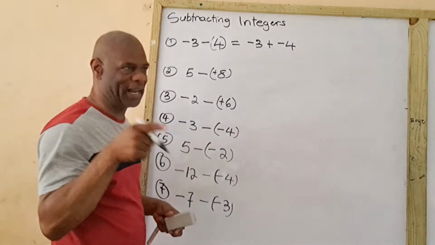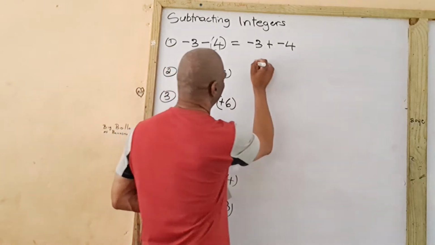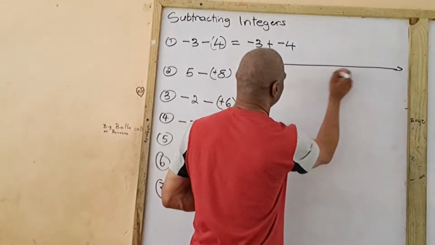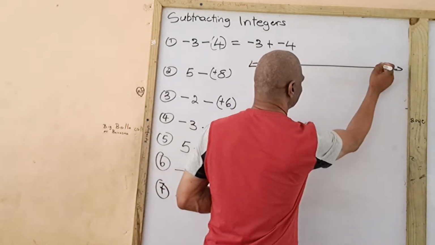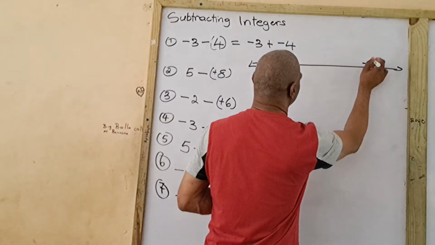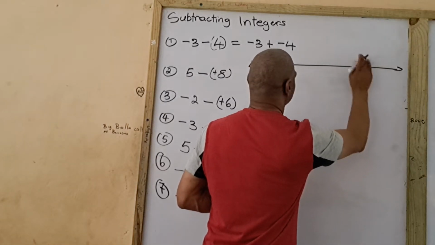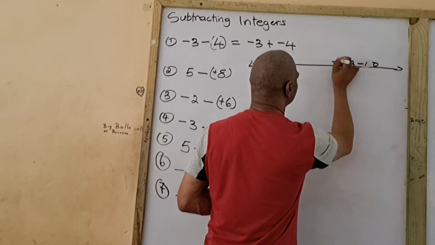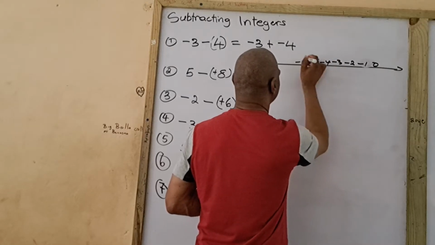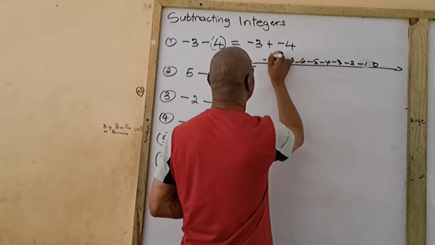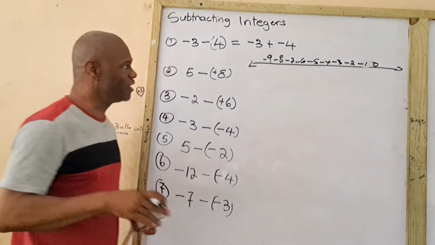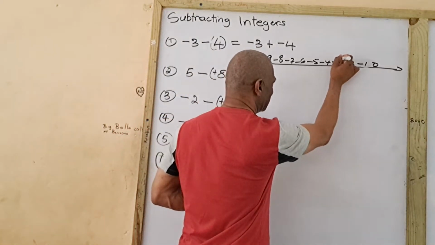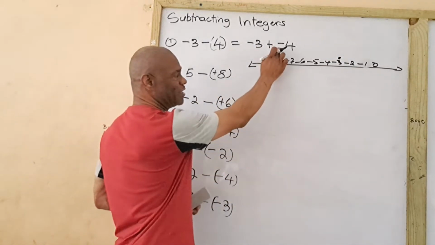If I put that on the number line, let's draw this number line right here. So let's put 0 there, -1, -2, -3, -4, -5, -6, -7, -8, -9. So as usual, we locate the first term, -3, and the number line is right here. And then we're going to move 4 places to the left.